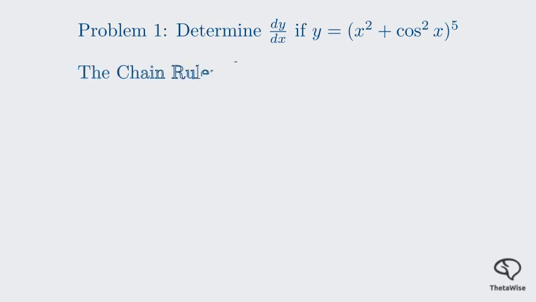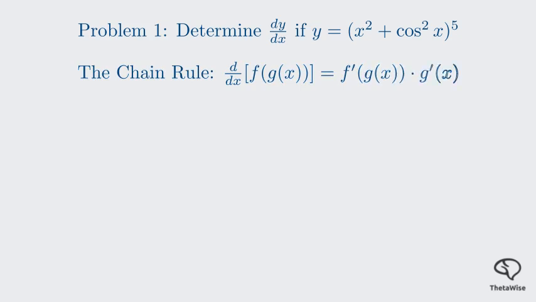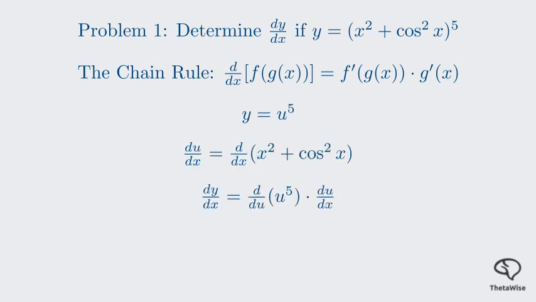It states that the derivative of an outer function with an inner function, g of x, is the derivative of the outer function, evaluated at g of x, multiplied by the derivative of the inner function. Let's apply this to our problem. We can think of the function as u to the power of 5, where u is equal to x squared plus cosine squared of x. First, we take the derivative of the outer function with respect to u, which is 5 times u to the power of 4. Substituting u back in, this gives us 5 times the quantity x squared plus cosine squared of x, all raised to the 4th power.